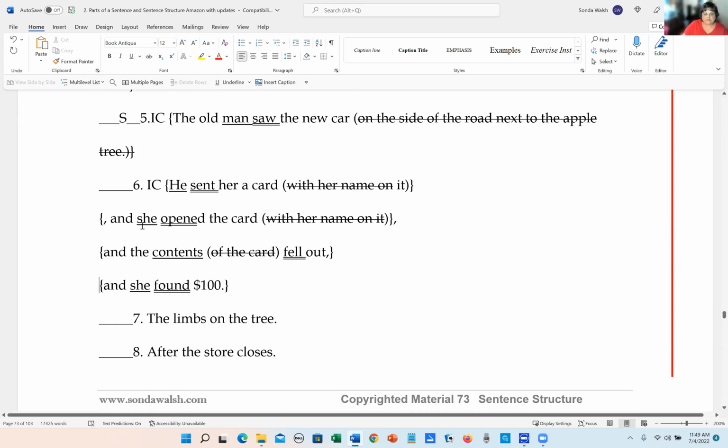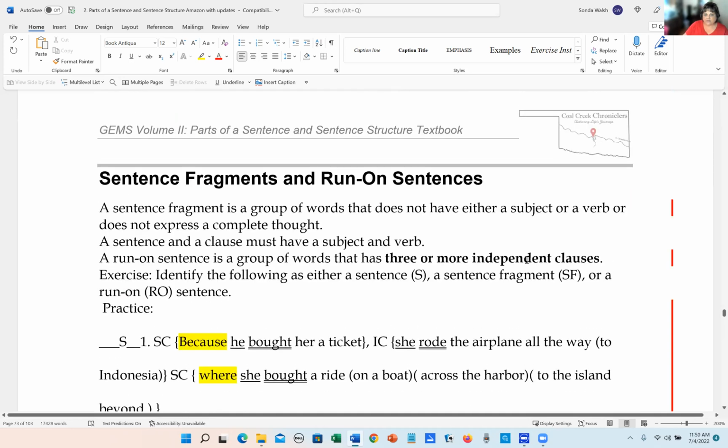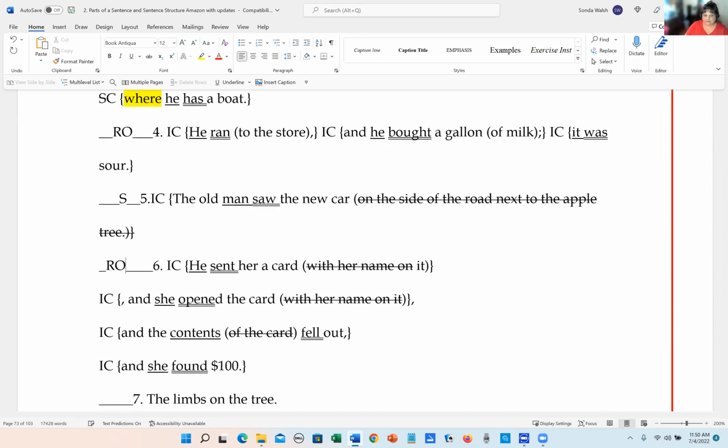Okay, so this next clause, I go to my subject, I look to the left. The only word I have there is the coordinating conjunction and, so this is an independent clause. I do the same thing for the next one. I go to my subject, I go to the left, I have a coordinating conjunction and an adjective. So this is an independent clause. And the last clause, I have my subject, I go to the left, I have a coordinating conjunction. So I have 4 independent clauses. The rule says anything more than 3 independent clauses is a run-on sentence. So number 6 is a run-on sentence.